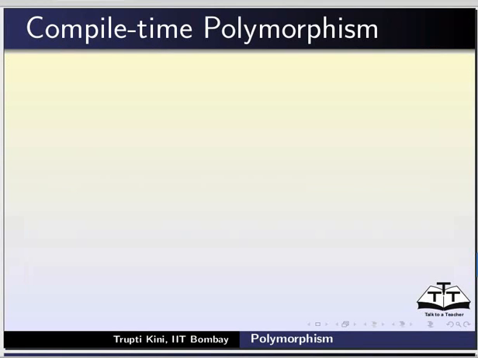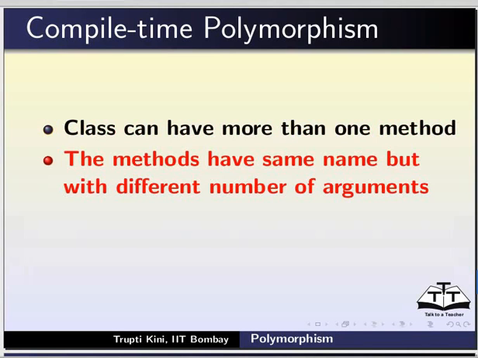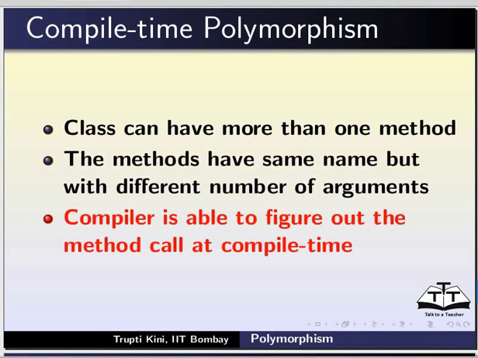We have already learnt compile time polymorphism, that is method overloading. Let us quickly know compile time polymorphism in brief. In compile time polymorphism, class can have more than one method. The methods have same name but with different number of arguments. Compiler is able to figure out the method call at compile time. That's the reason it is known as compile time polymorphism.